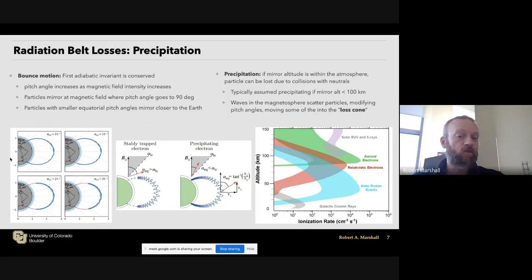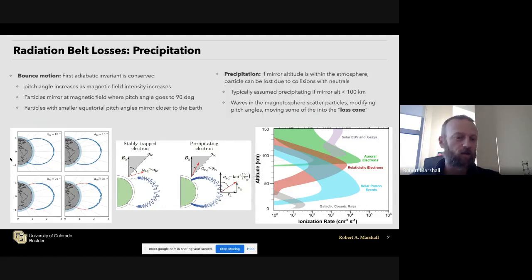So coming back again to the particle motions that I talked about 2 slides ago, the bounce motion is this process by which particles are bouncing along a magnetic field line from one hemisphere to the other. It's driven by the first adiabatic invariant and conservation thereof. And particles have what's called a pitch angle.